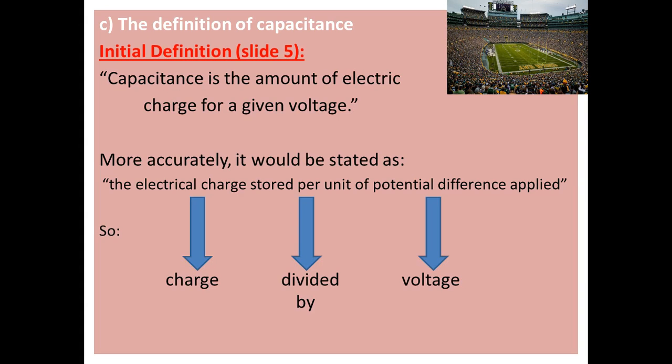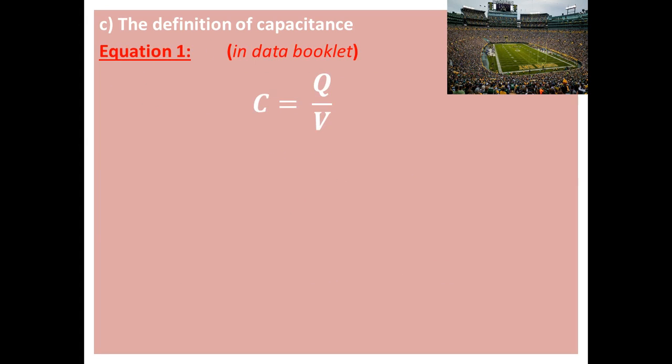And you can see, looking at this, that if we go through that wording, we end up with charge divided by voltage. And that leads us to our first equation. So our capacitance is the charge divided by the voltage. Now, it's a fairly simple equation, but people do make mistakes with this.